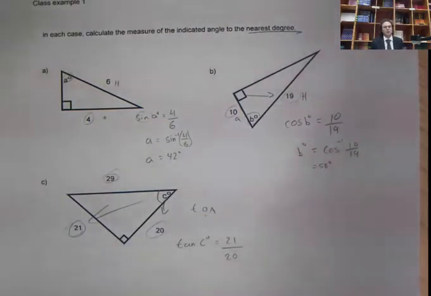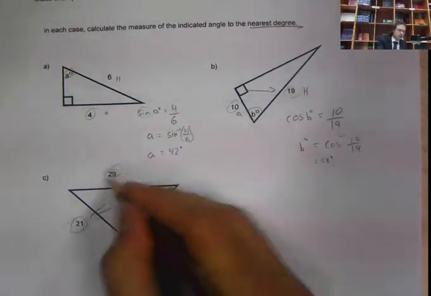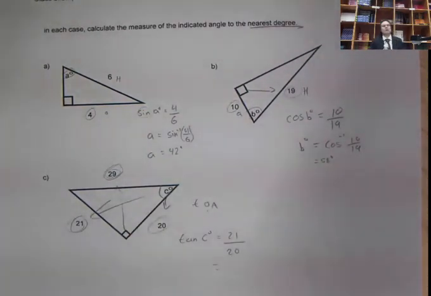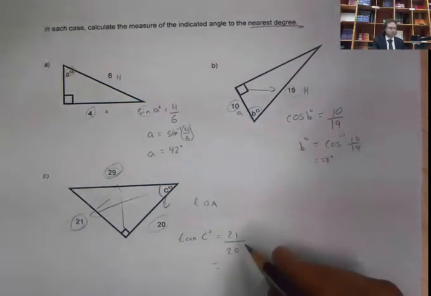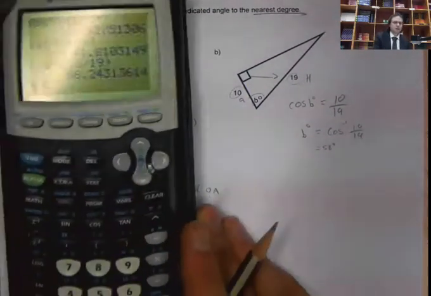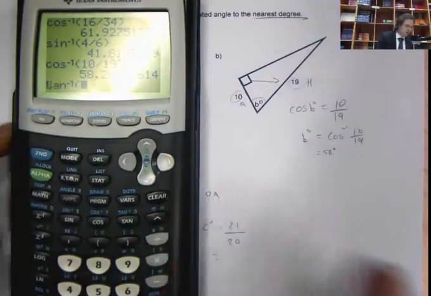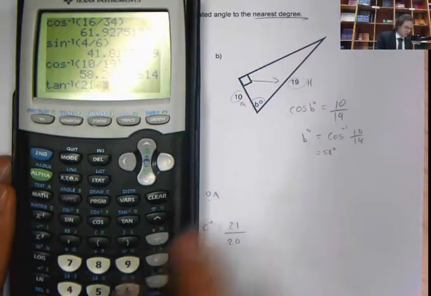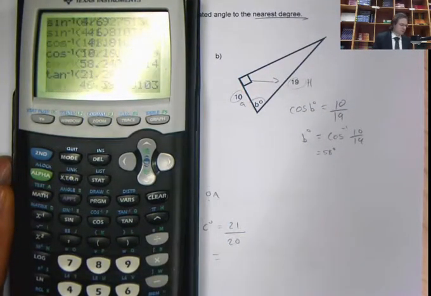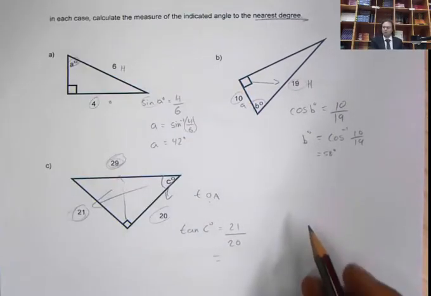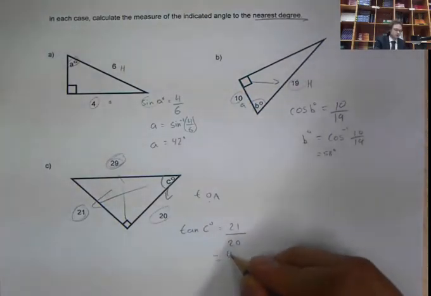Because this is opposite and this is the touching one, other than the hypotenuse. This is not the adjacent because that's opposite the right angle. So that is not adjacent, that is the hypotenuse. So I look at this now, put this in my calculator. I'm going to punch in second tan, 21 divided by 20. I get 46.4 degrees, so 46 degrees.